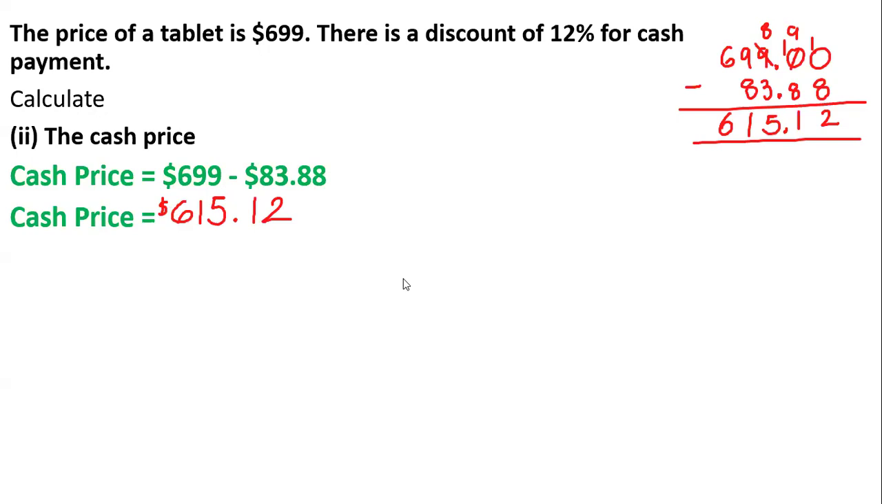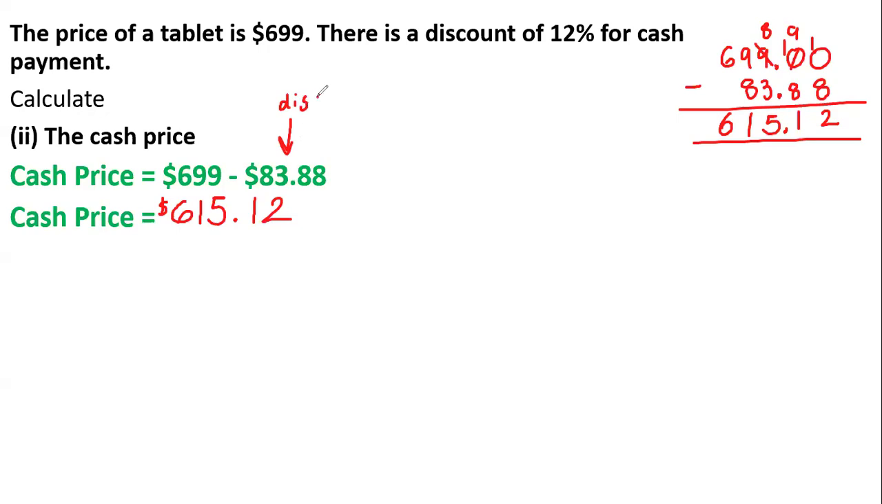All right. Do you all understand how I got the cash price? Let me know if you all understand what I did, please. Yes, sir. Okay. What did I do to get the cash price? You take away the price from the percentage, from the discount. So this is the discount that they gave me.